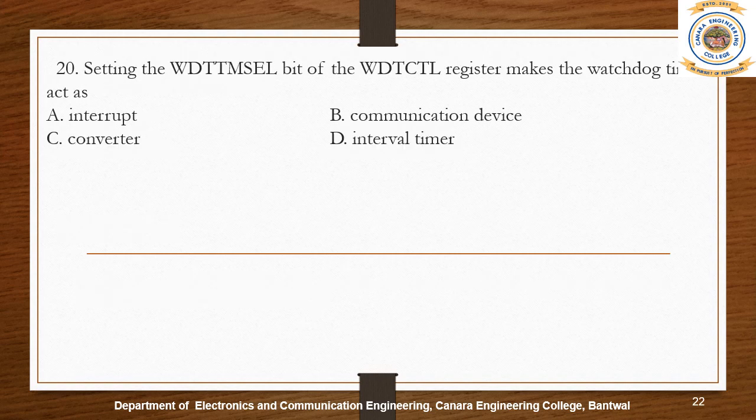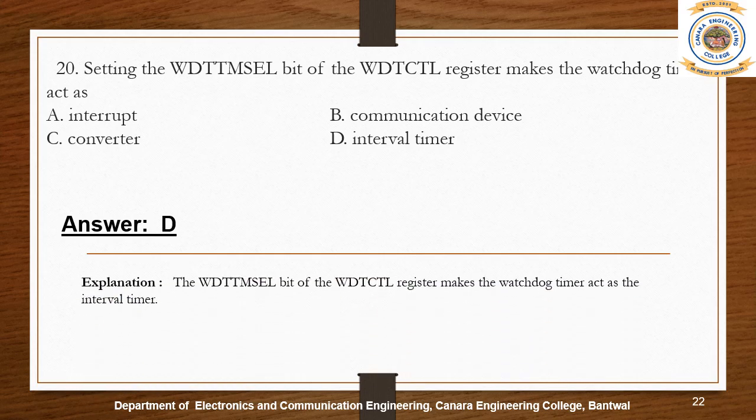The watchdog timer is used in various ways. It can be used as a timer, and it can be used as a counter as well. The WDTTMSEL bit of the watchdog control register makes the watchdog behave as an interval timer. In the sense, it counts up to a particular interval and it resets. These kinds of timers are usually found in the screens of mobile phones or in such applications.